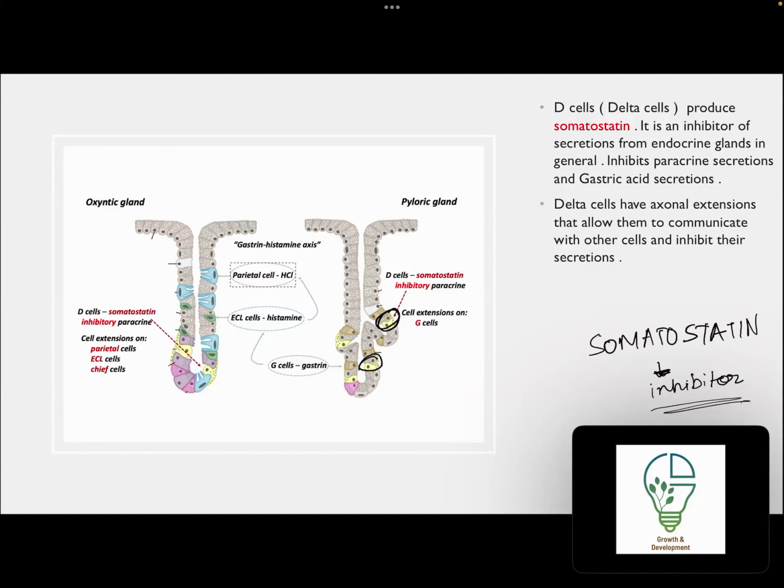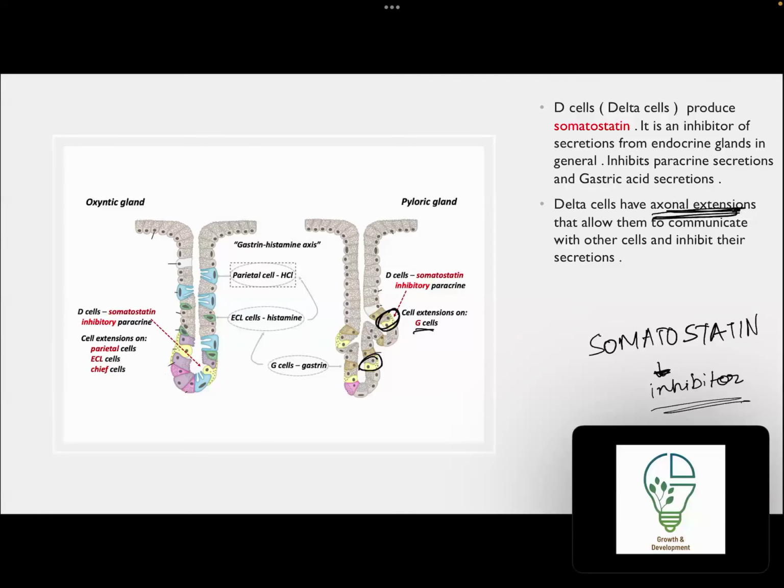Delta cells have axonal extensions, which means they have neurons that allow them to communicate with other cells and inhibit their secretion. So they have neurons that are part of the autonomic nervous system, and that allows them to communicate with other cells. You don't need to know whether they're autonomic or any other type of neuron. Just know that they have neurons that allow them to communicate with other cells. So, for example, the D cells, or the delta cells in the pyloric glands, have extensions on G cells, so they can inhibit gastrin.